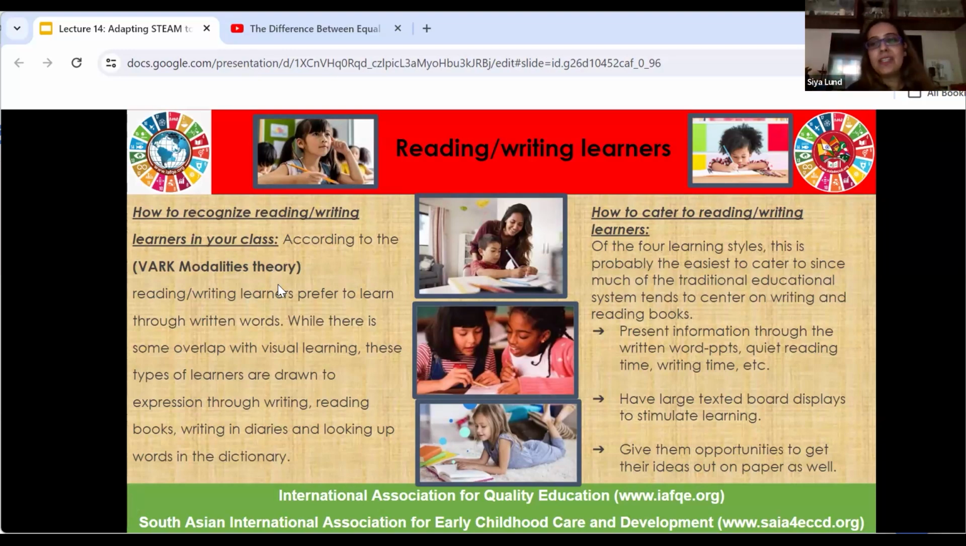what is written over there. And you'll often see children coming to you asking what's written there, or if they're learning phonics, they will try to sound it out themselves. And it's really fun to see them grow like that. So have large text board displays to stimulate them, and give opportunities to get their ideas out on paper as well. So constant writing, having paper out there in the classroom, and just putting out crayons around them, so anytime they feel like writing, they will just write or scribble or draw. So that's another way that we can really cater to their needs.